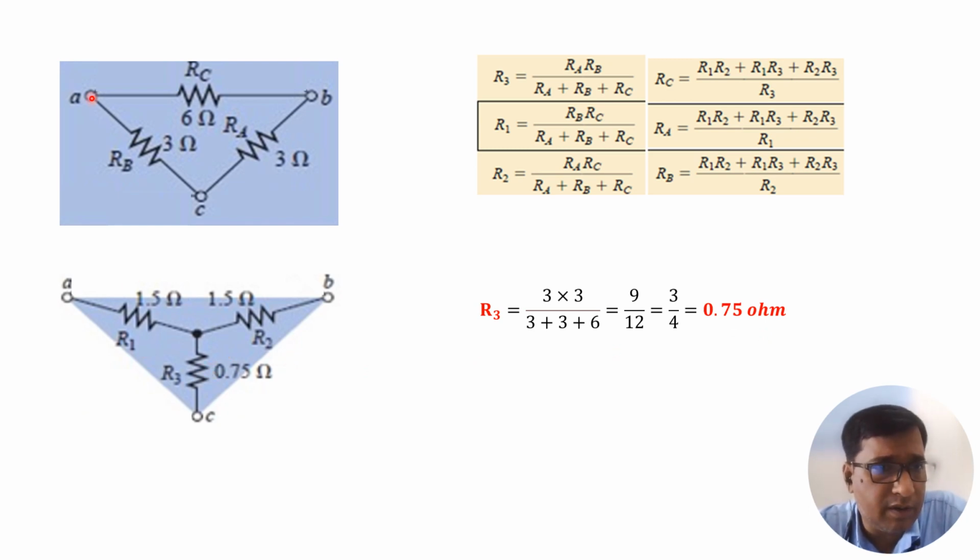For example, we have to find the value of R1. So R1 will be here. So the product of RB into RC, means 3 into 6, divided by the sum of 3. So we can do the same thing with different calculations. We can find the value of R1, R2, R3, and similarly we can do the reverse process. Means if the star resistances are given, we can find the delta resistances by using this formula. Thank you.